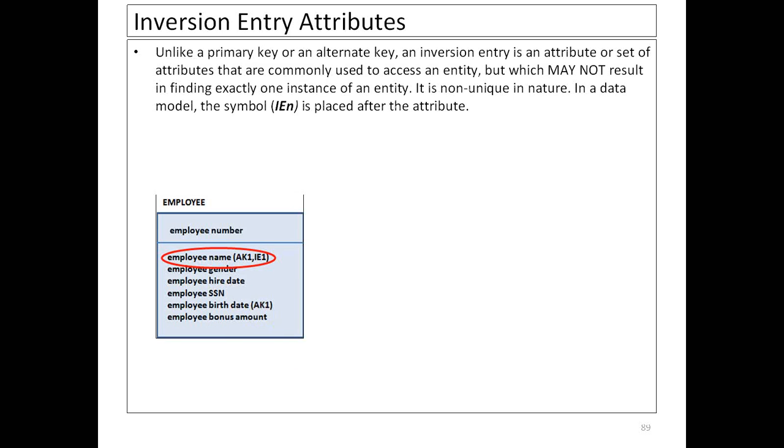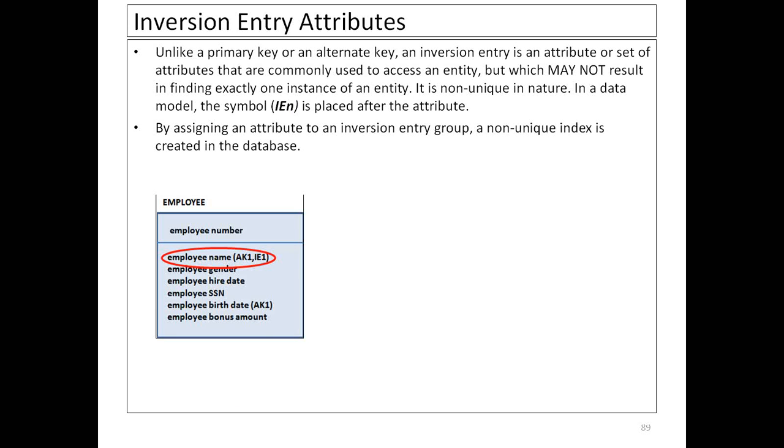Inversion entry attributes. This is the non-unique index which is being created. Unlike primary key and alternate key, an inversion entry is an attribute or a set of attributes that are commonly used to access an entity, but it may not result in finding exactly one instance of an entity. It is non-unique in its nature, and in a data model, they are represented by the symbol IE of 1 or IE of n, where n is the inversion entry group.